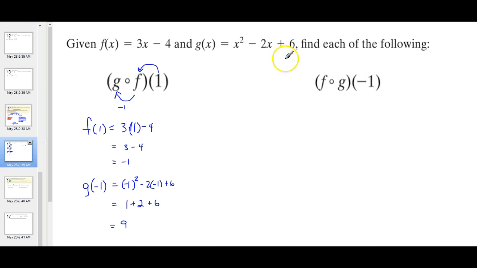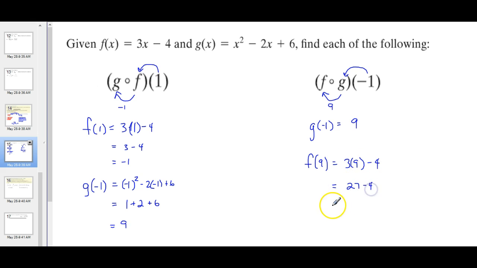Alright, so same here. I'm going to take negative 1, plug it into g first. So g of negative 1. Well, we know what g of negative 1 is. We just did it right here. So g of negative 1 is 9. I'm going to get 9 out. And then when I take that 9, I'm going to plug that into f. So negative 1 goes into g and produces a 9. And then that 9 is going to go into f. So f of 9 is 3 times 9 minus 4. So 3 times 9 is 27. 27 minus 4 is 23.